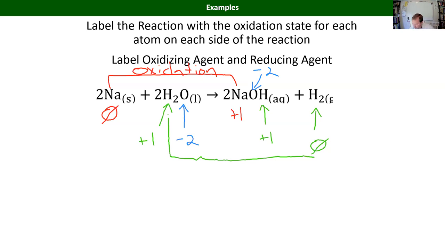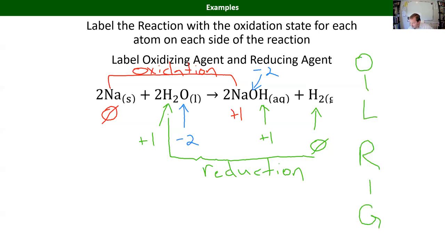The other hydrogen product, you have hydrogen going from plus one to zero. So that's a reduction. Remember, LEO says GER. The other way to remember it is OIL RIG, which stands for oxidation is loss, reduction is gain. So oxidation is losing an electron and reduction is gaining an electron. I like LEO says GER myself, but to each their own.